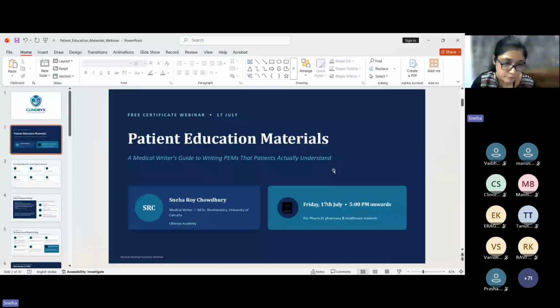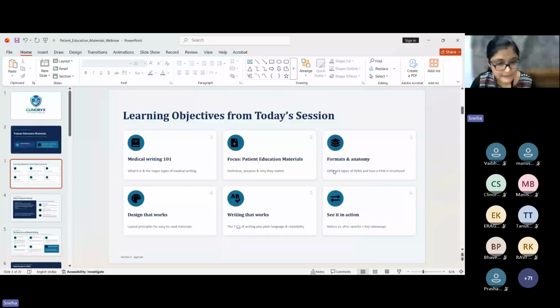So today we are going to focus mainly on patient education materials. Just at a glance, we will look into the learning objectives from today's session. We will learn what medical writing is and what the major types of medical writing are. Our focus will be on patient education materials. We will learn about the formats and anatomy. By anatomy, I mean how a patient education material will be structured, what the different types of patient education materials are, and how you will write a structured patient education material.